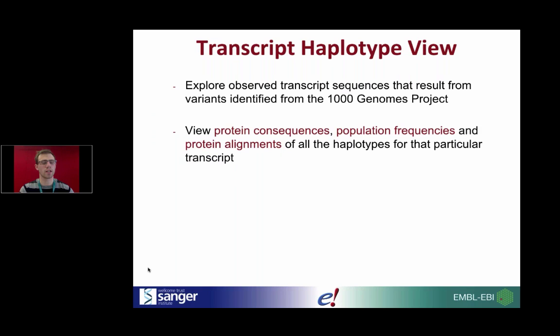Sticking with variation data, one of the other things that we have updated in Ensembl-84 is the Transcript Haplotype view, which is a new view that allows you to explore observed transcript sequences that result from variants identified within the 1000 Genomes project. So you can view protein consequences, population frequencies, and protein alignments of all the haplotypes for that particular transcript.